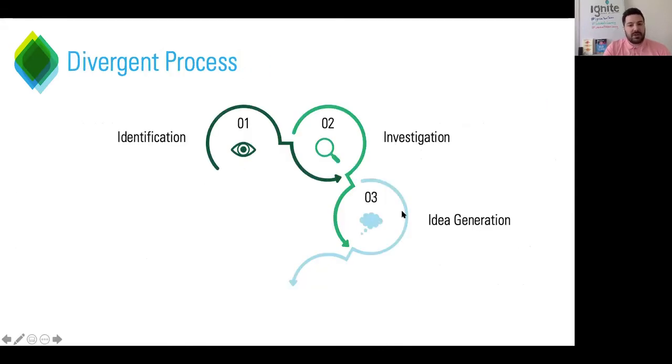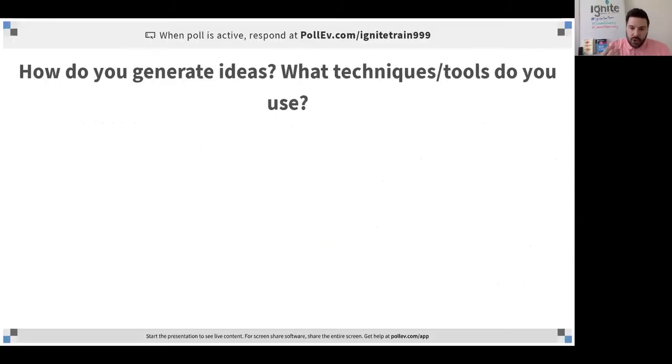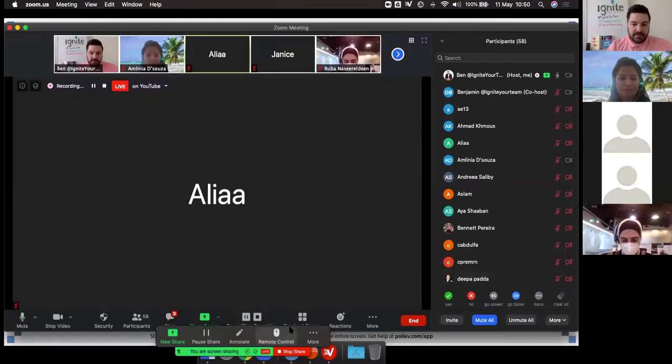If we move on to idea generation, this is where we can discuss some of the key tools which we can go through. So I'm just going to quickly ask you guys, how do you generate ideas and what techniques and tools do you use? So on Poll Everywhere, that should now be visible. And then I'm just going to change my screen so that it shows all of it.